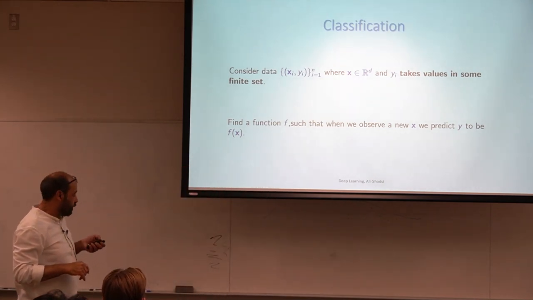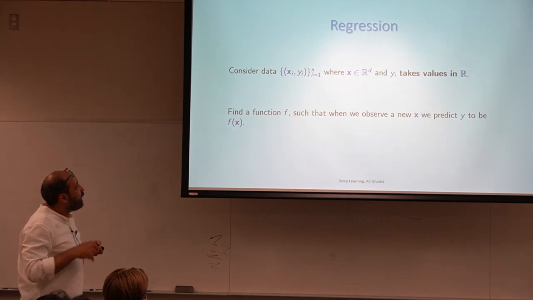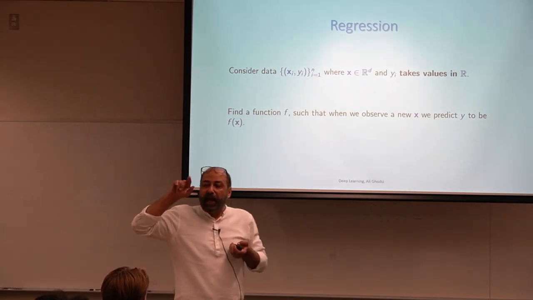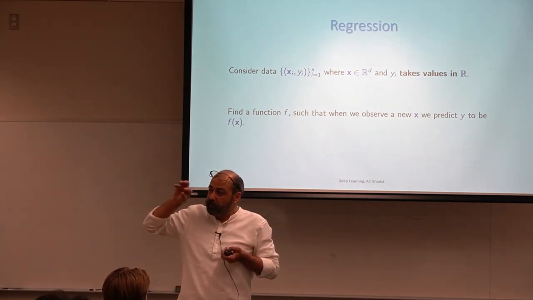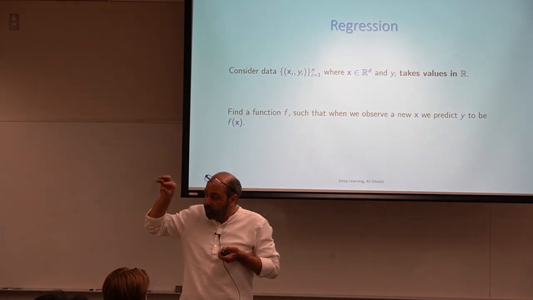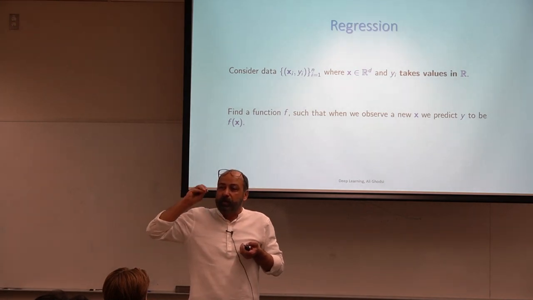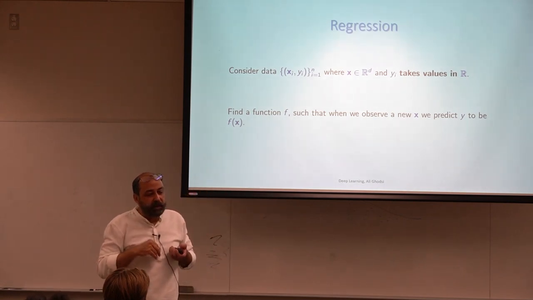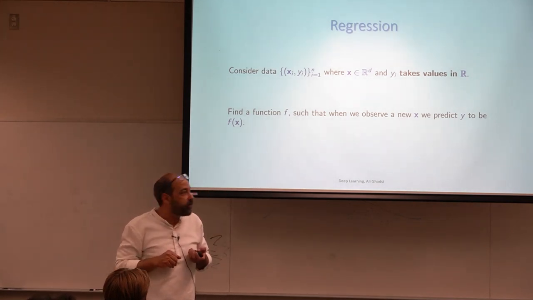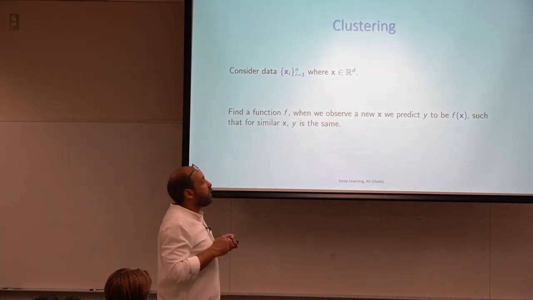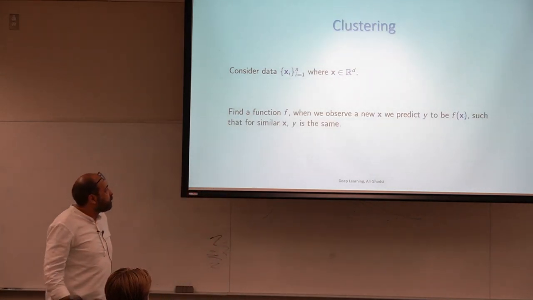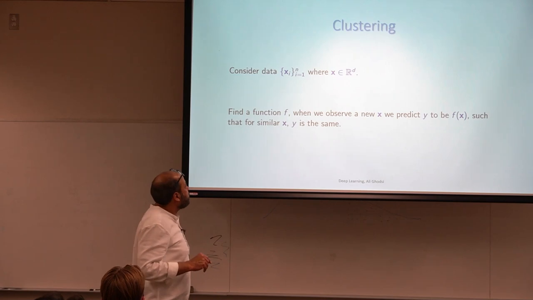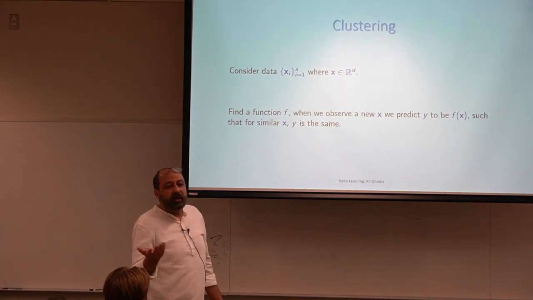This is the classification problem. In regression, you just relax this assumption that y comes from a finite set. So y comes from R. It could take any value in R. And that's the difference between classification and regression.